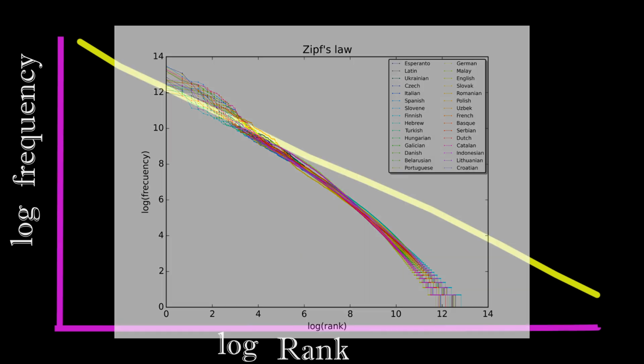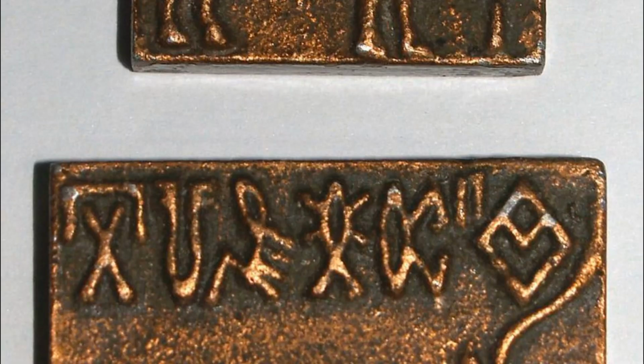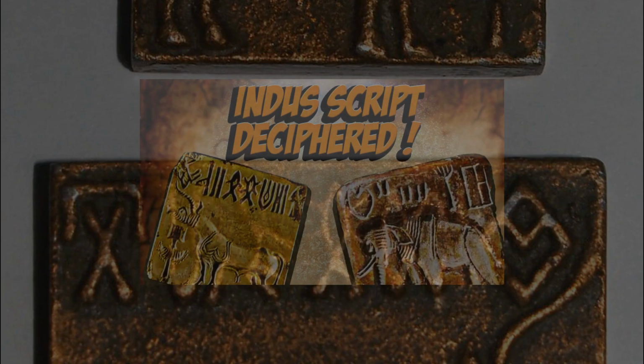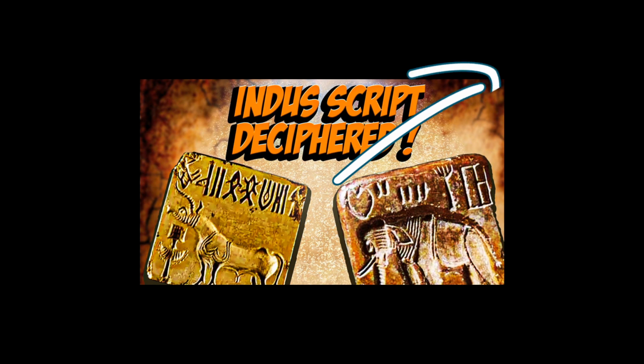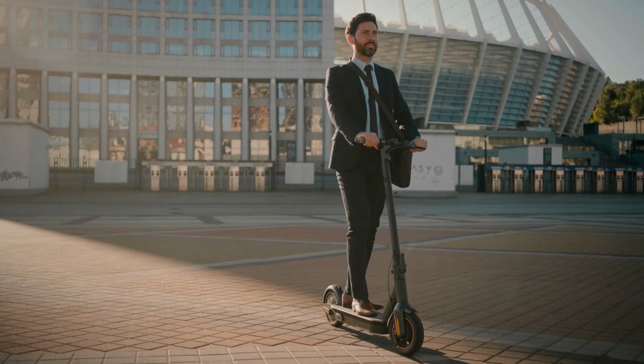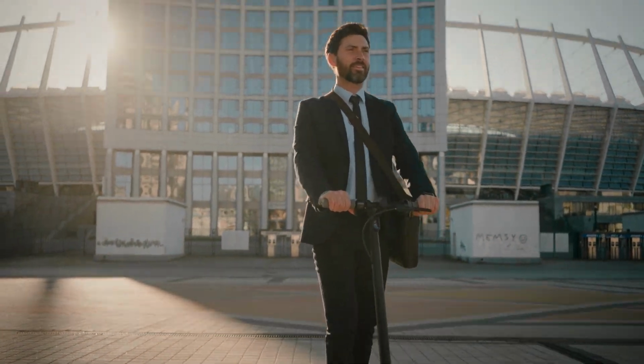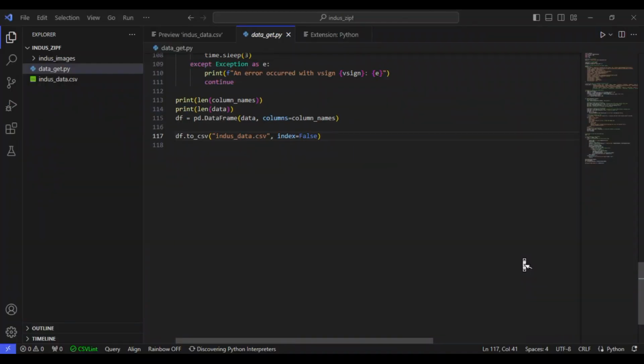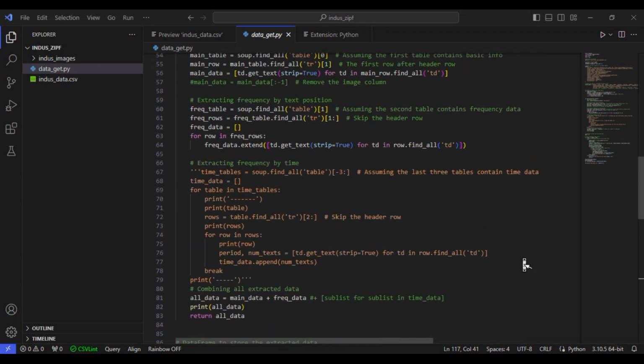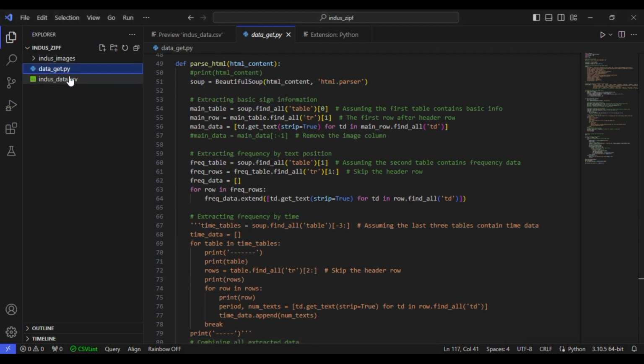So what does this have to do with the Indus Valley Script? Well, we are going to test if it also follows Zipf's law. If it does, it's indicative of a real language. If not, well, I might just switch careers and join a bank or something. To begin, I compiled all available data on the Indus Valley Script.